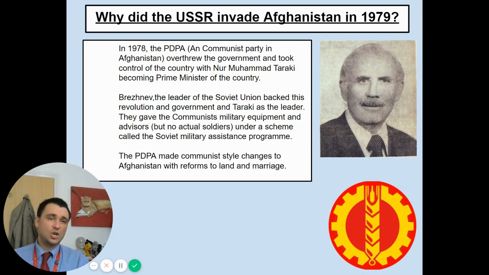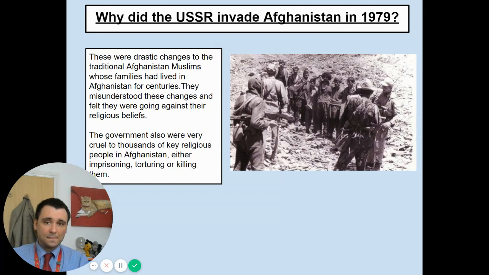And so, this communist government started to make a wide range of changes to Afghanistan. It made reforms, or law changes, to things like land and marriage. Now, these were drastic changes to these traditional Afghan Muslims, who had lived in Afghanistan for centuries. These were deeply religious people who felt that their rights were being put under pressure, questioned by this new government, and that the government was going too far. The government was going against their traditional Islamic religious beliefs.